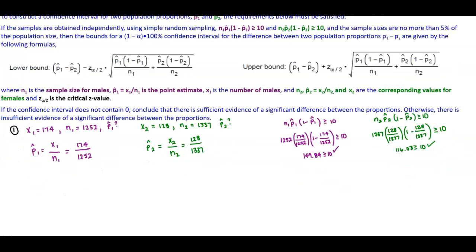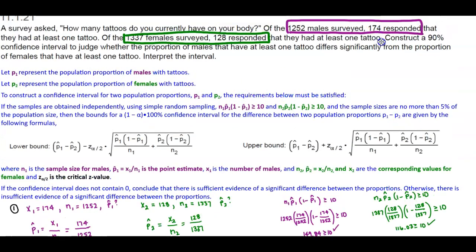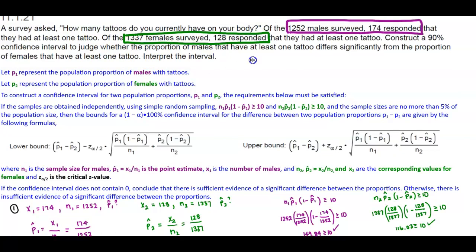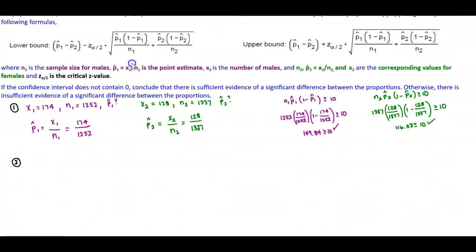Okay, so now we need to find the critical value. We know up here it's telling us that we're going to construct a 90% confidence interval to judge whether the proportion of males that have at least one tattoo differs significantly from the proportion of females that have at least one tattoo. So we're looking for the critical value Z alpha divided by 2. So what do we need to do first?